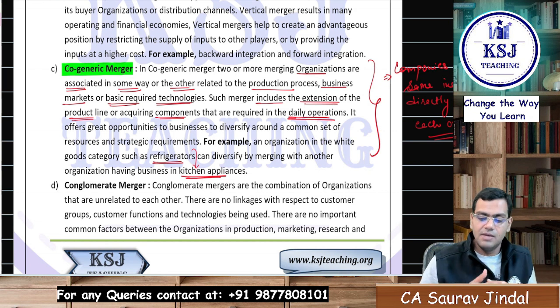They are not in the same process line, but they are somehow related, not competing with each other, right? The technology being used in the refrigerator can be used in other products also, right? Some part of that technology may be used in the microwave, some part in some other kitchen appliances which are required. Electric and other things can be there, in which the same kind of technology can be used. So when these types of entities merge, this is known as a co-generic merger, right?